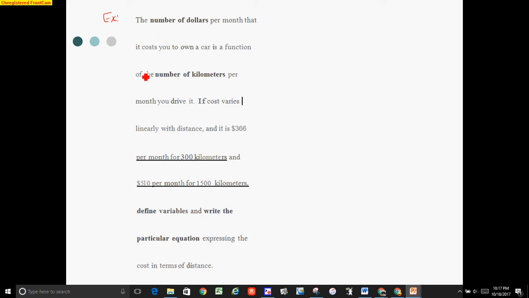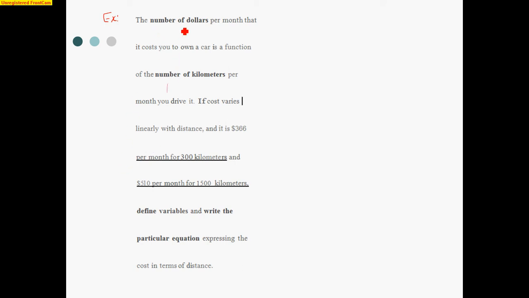The number of dollars per month it costs to own a car is a function of the number of kilometers. So "is" is my equal sign. So the number of dollars it costs to own a car is a function of the number of kilometers. So I say to myself, I'm dealing with kilometers. I choose to call that X. And I'm dealing with dollars. I choose to call that Y.